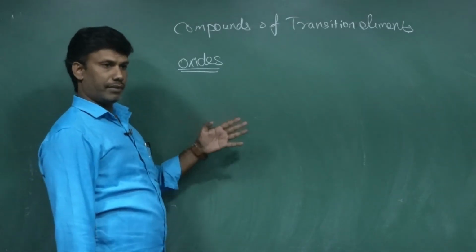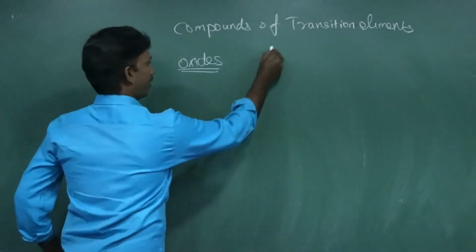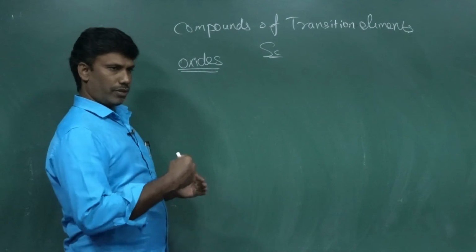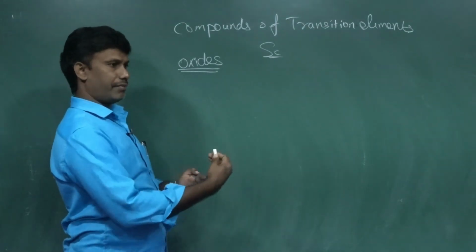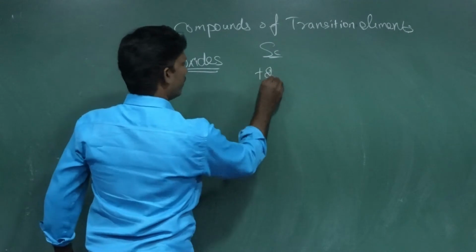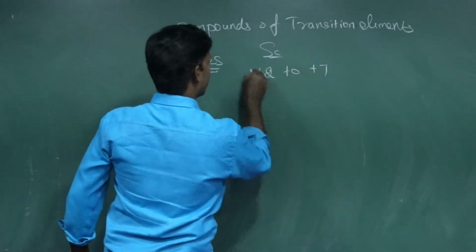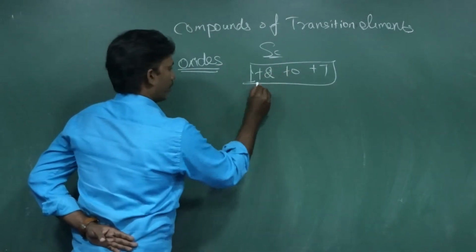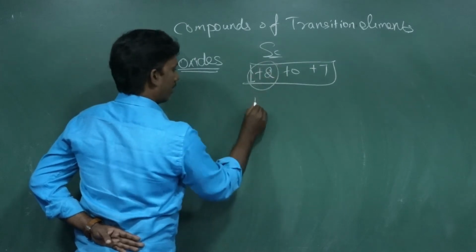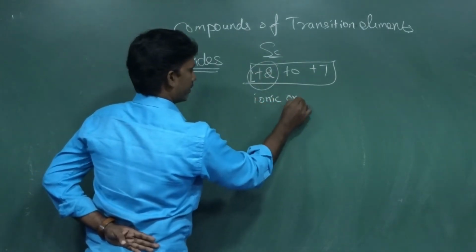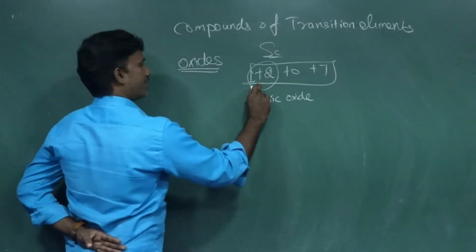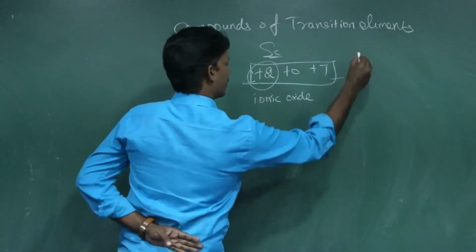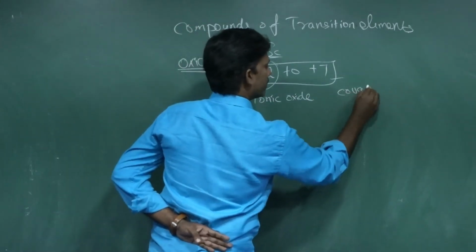Transition elements combine with molecular oxygen to form an oxide, except scandium. Scandium cannot form oxides with molecular oxygen. In oxide formation, the oxidation number is between +2 to +7. The lower oxidation states are ionic oxides. As the oxidation number increases, the ionic character decreases. So the higher oxidation state oxides are mostly covalent oxides.